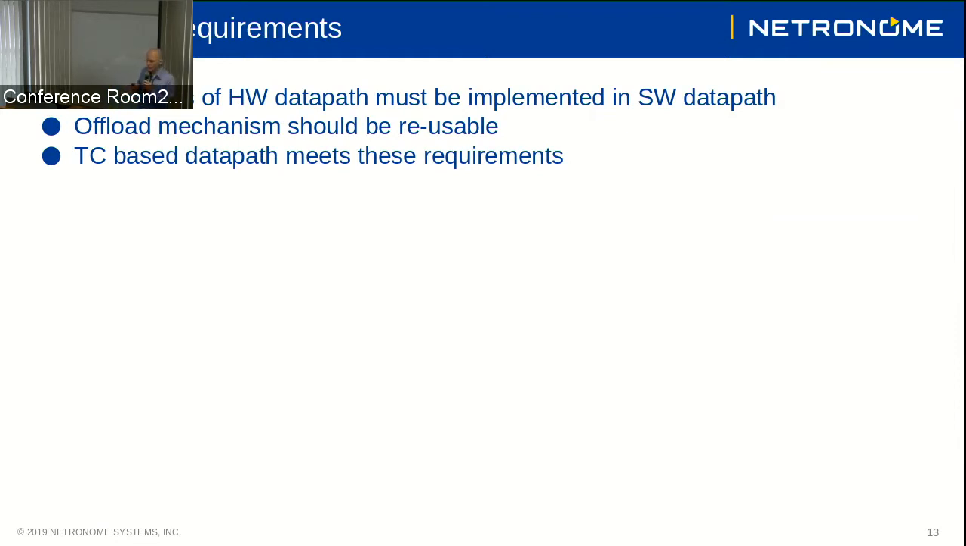And after much debate, a TC-based data path was deemed to be the best way forwards. It reused existing infrastructure. It meets the top 2 criteria. And that essentially is the solution that we have today.